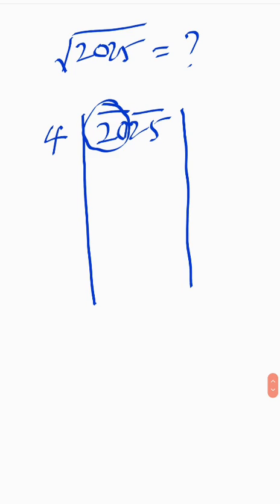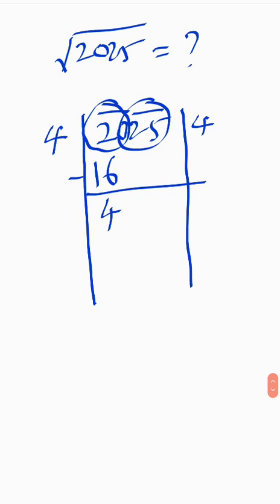So I write 4 here, quotient and divisor must be equal. 4 4s are 16, write it here. Are you getting it, everybody? Now subtract 16 from 20 normally: 20 minus 16 is equal to 4. I think you understood this. Now the remaining two digits are there, bring them down, that is 25. So the dividend becomes 425.